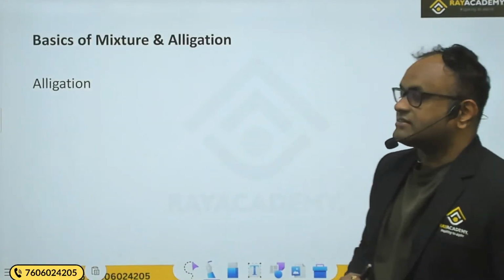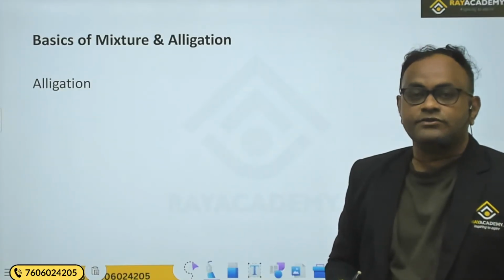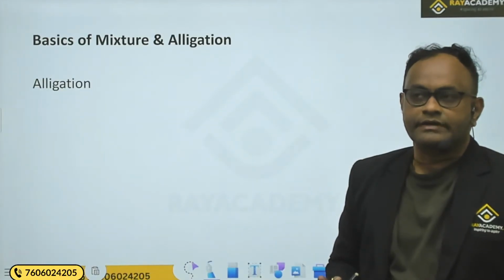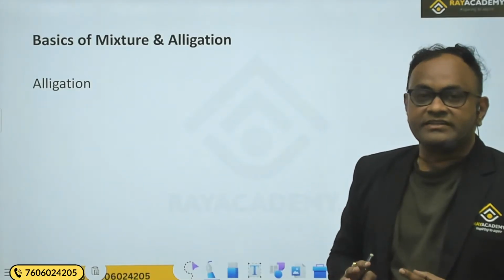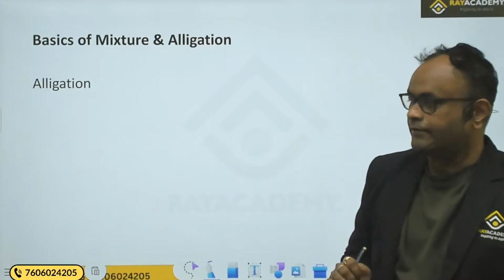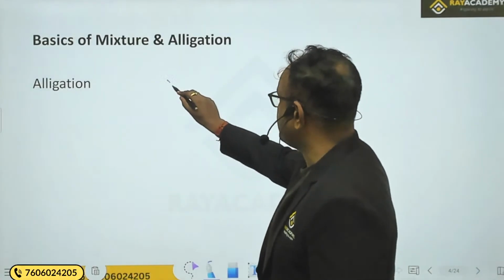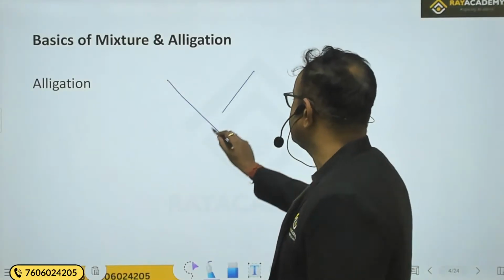Okay, alligation. All the questions of weighted average you can solve by using the alligation method. The alligation method is very easy and it gives you the answers very quickly. Let us see what the alligation says. You have to draw the diagram like this.